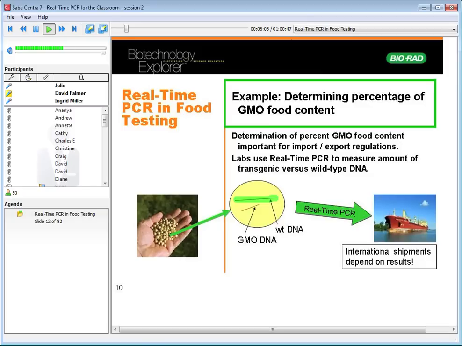I have in this slide WT DNA for the regular wild type DNA. Also measure the amount of genetically modified or foreign DNA. And if you take that ratio, you can determine the percentage of GMO food. And that's the commonly used way to measure how much of a shipment contains genetically modified food or not.